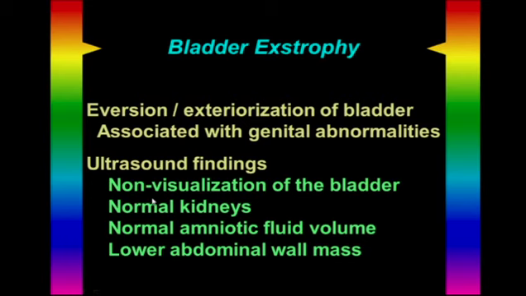Bladder exstrophy occurs when there's an anterior abdominal wall defect through which the bladder is exposed to the amniotic space. The bladder may be exposed, or it may even be everted and protruding out into the amniotic cavity. This anomaly is commonly associated with genital abnormalities as well. What we'll see on ultrasound are the inability to visualize the urinary bladder, but we'll see normal kidneys, normal amniotic fluid. We may see a lower abdominal wall mass if the bladder is exteriorized or everted out from the anterior abdominal wall.